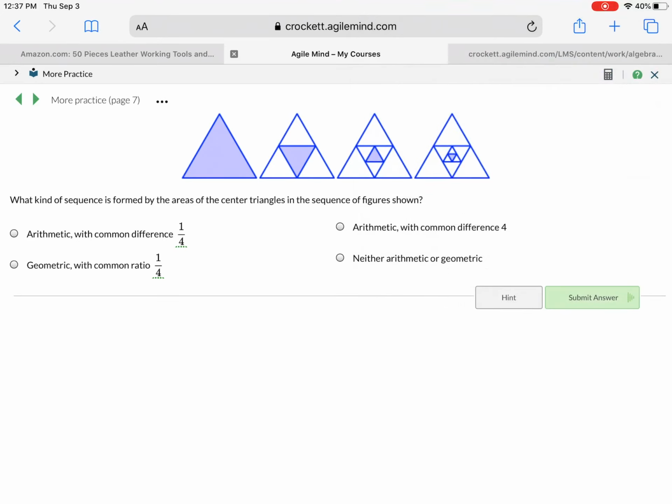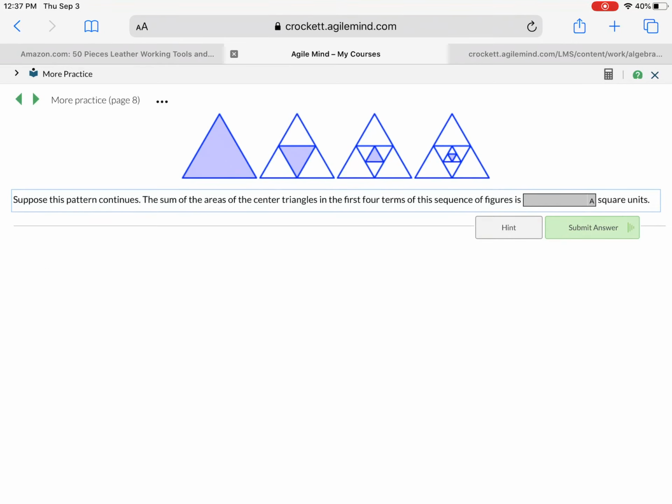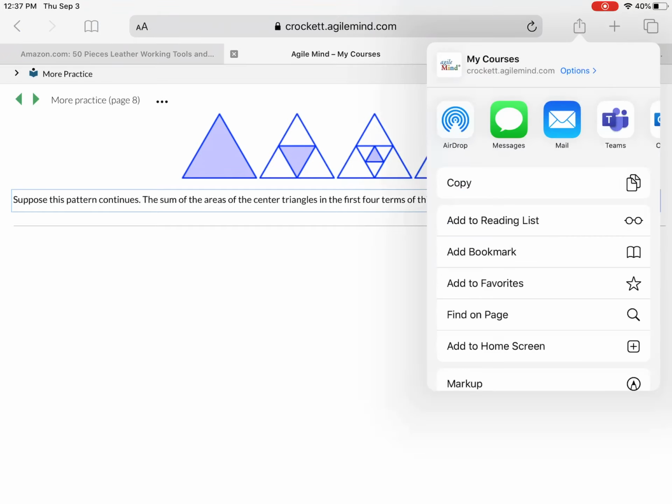You don't need a hint on this one because I just gave you a hint on number 6. That goes from number 7. So look back at number 6 for this one.